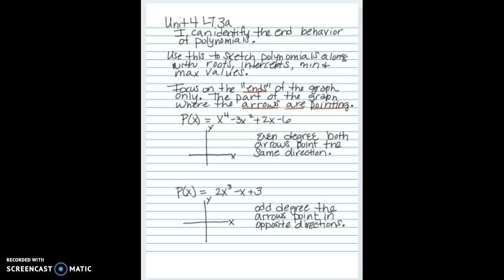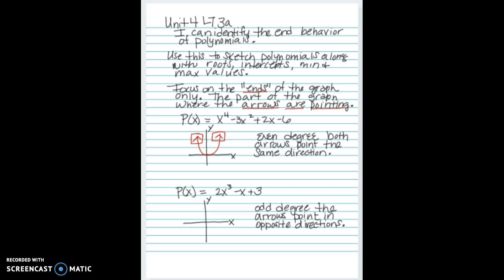Now, we know from Unit 1, when we were looking at parent functions, that an x to the fourth has a general shape like a quadratic, in that it looks kind of like a U. Since we're only looking at the ends of the graph, we don't need to worry about what's going on in the middle, or whether I have any turns in the middle. I only need to concentrate on these arrows at the ends of my graph. So where are they going?